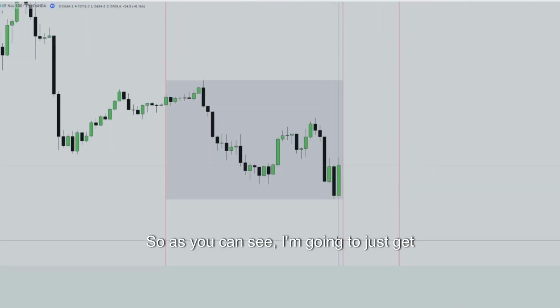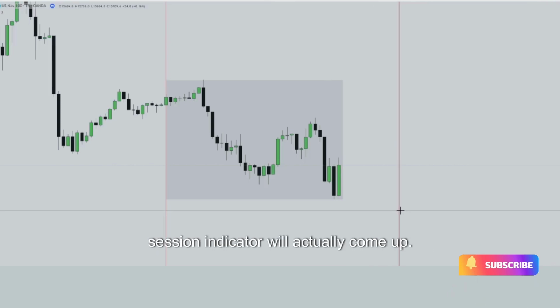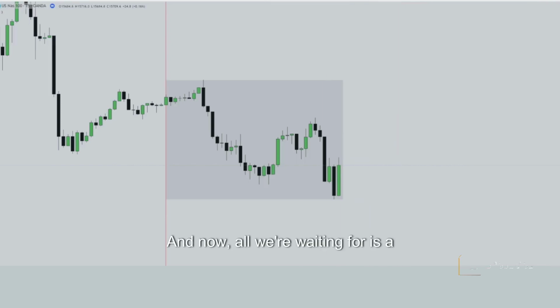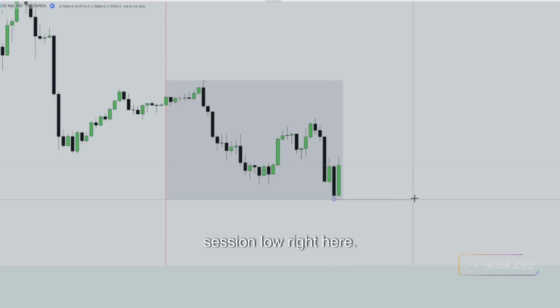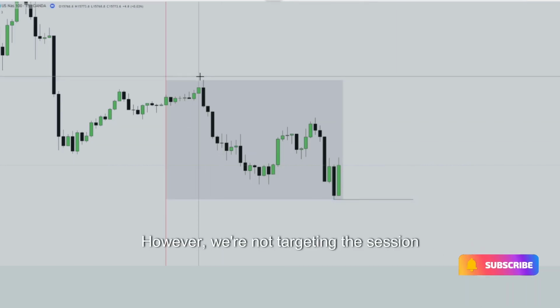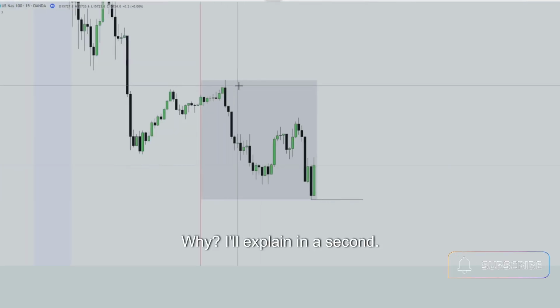So as you can see, I'm going to just get rid of these lines over here because the session indicator will actually come up. And now all we're waiting for is a liquidity sweep on either side. So as you can see, there's a session low right here. However, we're not targeting the session highs in this example. Why? I'll explain in a second.